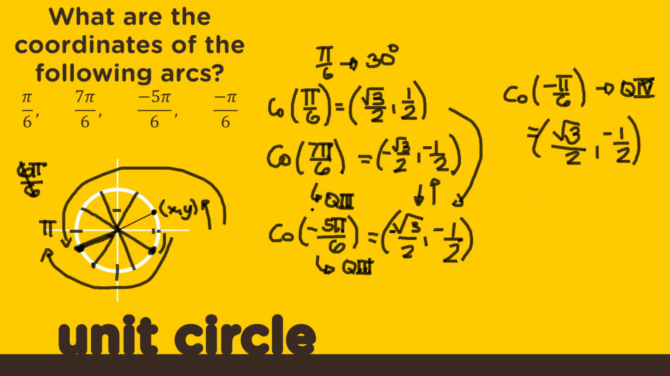Okay? Since these two are coterminal, let's try to add one more. Let's try to have negative 7 pi, sorry, let me use negative 7 pi over 6. Negative 7 pi over 6. So this is negative. Let's move clockwise. 1, 2, 3, 4, 5, 6, 7. This is the terminal point of negative 7 pi over 6 because it's negative. We're moving clockwise. So this is in quadrant 2.